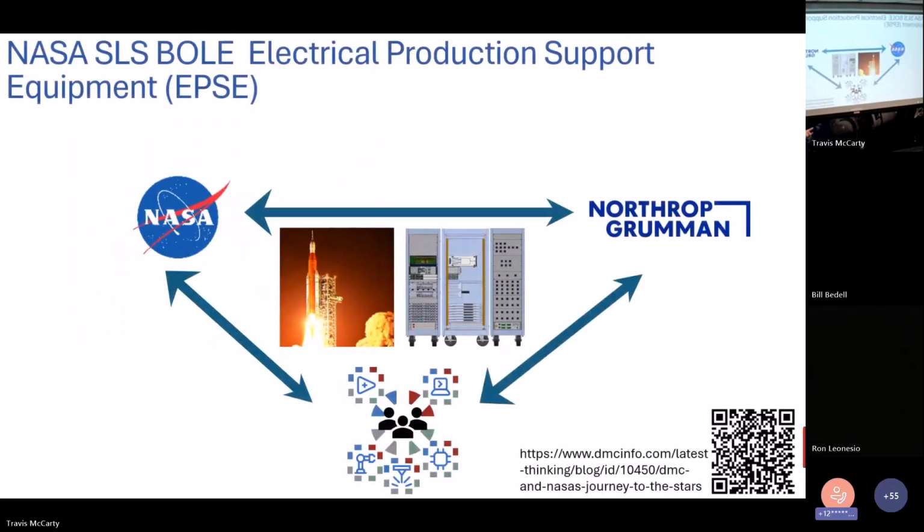We got to test those, right? So DMC is working with Northrop to create electrical production support equipment, EPSE, for the NASA SLS BOLE. So this is the NASA SLS BOLE EPSE. And I can throw lots of other acronyms in there as well if we need to for fun.